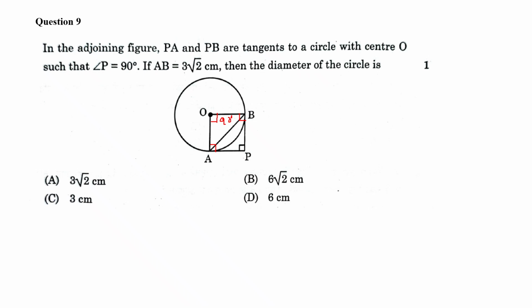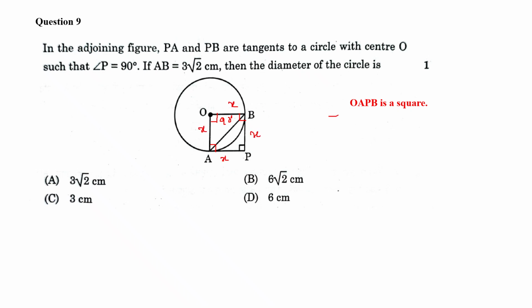So can I say here that it will be a square, because all four angles are 90 and adjacent sides are also equal? AP and PB are equal. It is possible only if it is a square. So I can say that OAPB is a square, so all the sides will be equal: x, x, x, x.